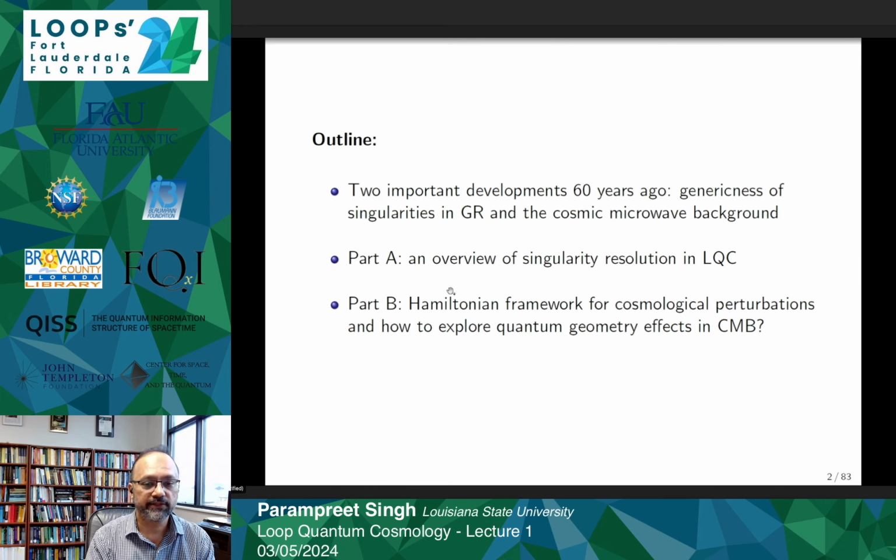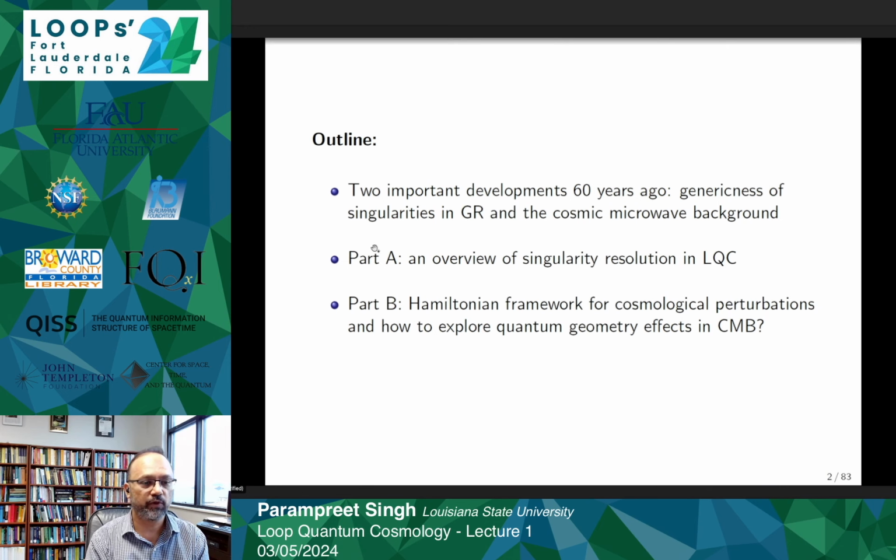Part B will be concerned with introducing how we do the Hamiltonian framework for cosmological perturbations, basically using Langlois' pioneering work, which has been used in the two main approaches to loop quantum cosmology in the last 10 years, and giving a glimpse of, in practice, how we explore quantum geometric effects in the CMB.